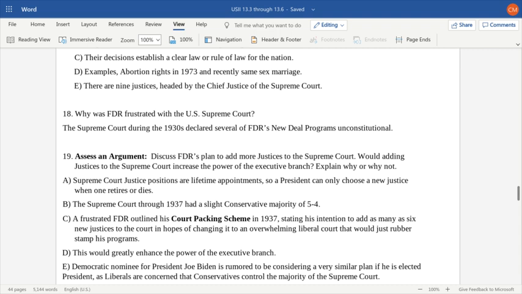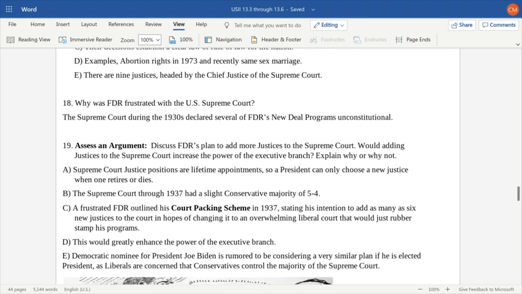That could give him, let's say, a 10-5 advantage, taking a 5-4 conservative advantage and making it a 10-5 liberal advantage. That would give the liberal government and the Democratic Party a rubber stamp to basically pass any program that he saw fit. This would be a huge expansion of the executive branch of the government.